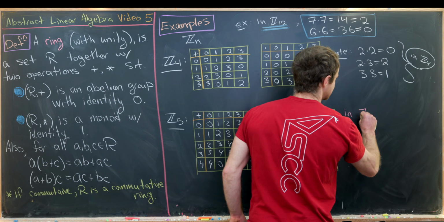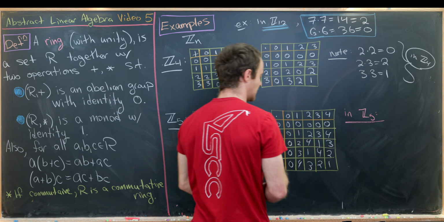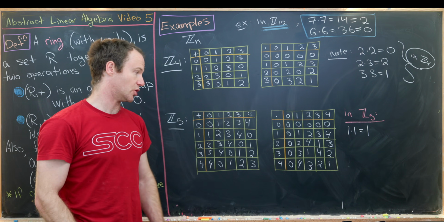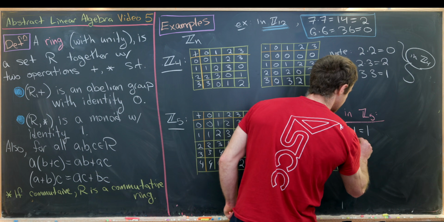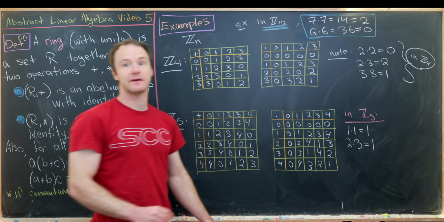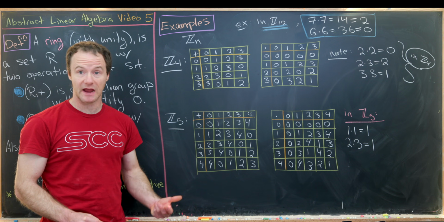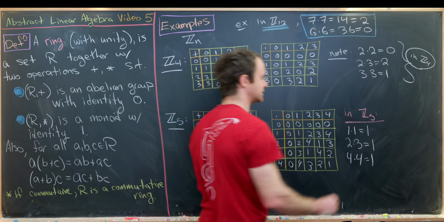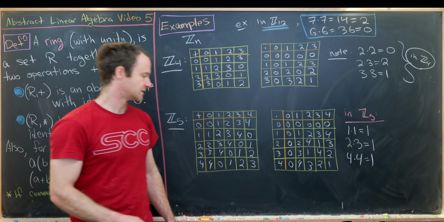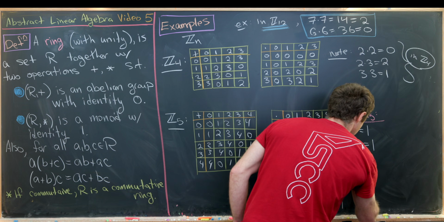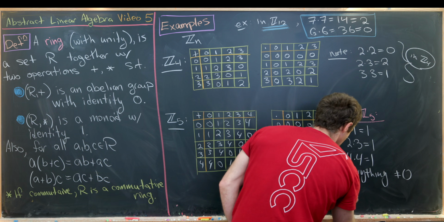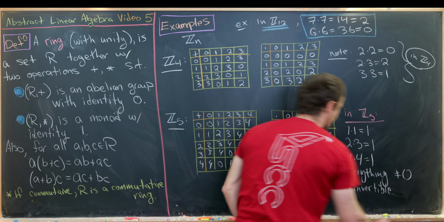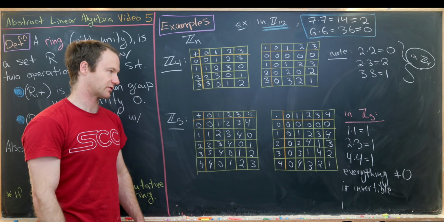So in Z5, we have the following facts. 1 times 1 is equal to 1. So 1 is its own inverse. 2 times 3 is equal to 1. So that means 2 and 3 are inverse pairs of each other. And then finally, 4 times 4 is equal to 1, so 4 is its own inverse. So in other words, everything that is not equal to 0 is invertible. And when I say invertible, I mean invertible with respect to the multiplication operation.